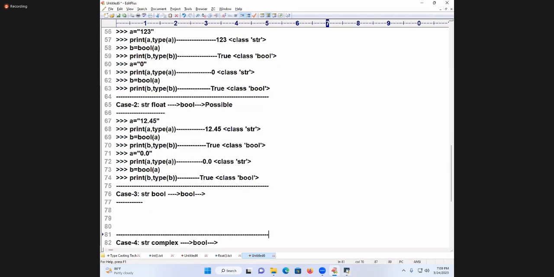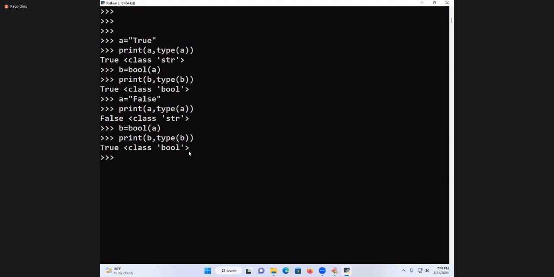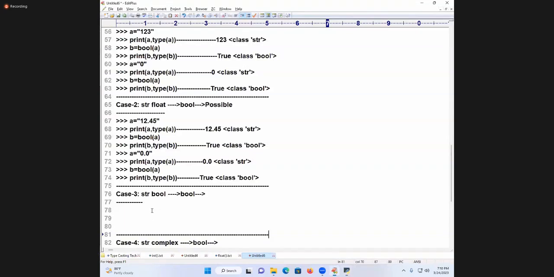Now, STR bool to bool. A is equal to what? True. Print of A. B is equal to bool of A. Come on. Possible or not possible? Possible. What is the answer? True. Very good. Now, a very dangerous question. A is equal to False. Come on. True or false? True. Why? Length will be considered. Good. Length will be considered. Are you following me? Yes. Very important.